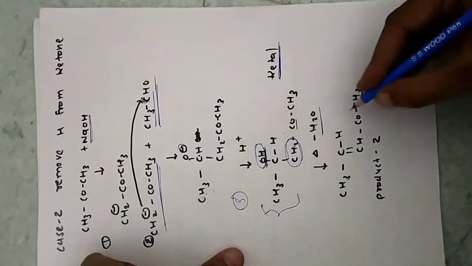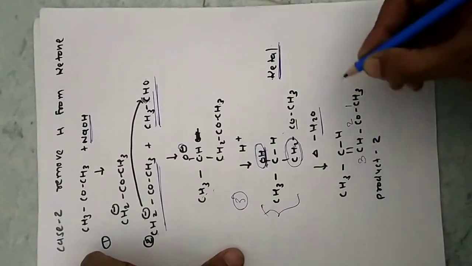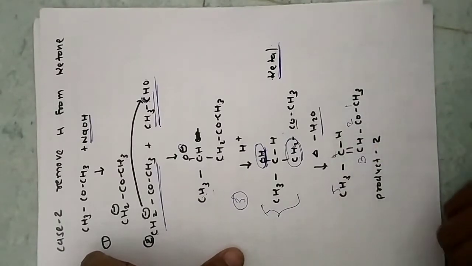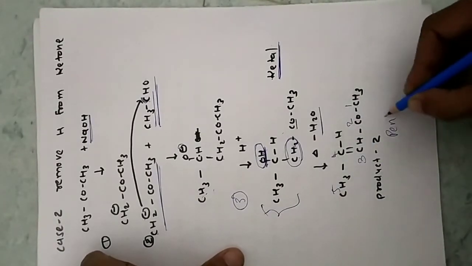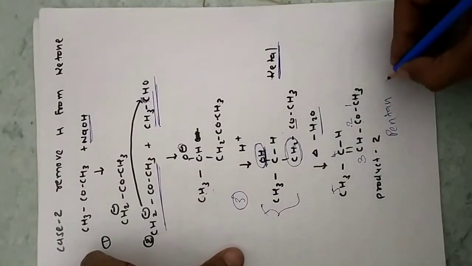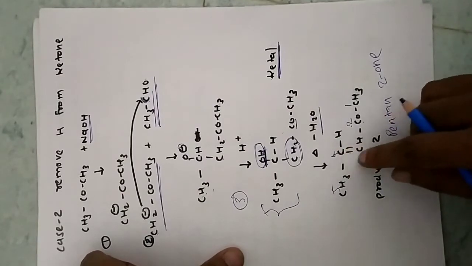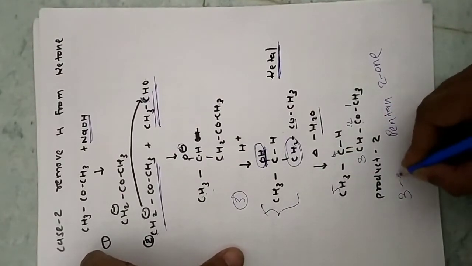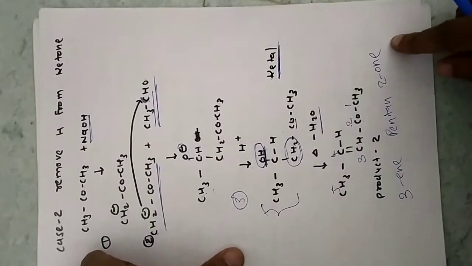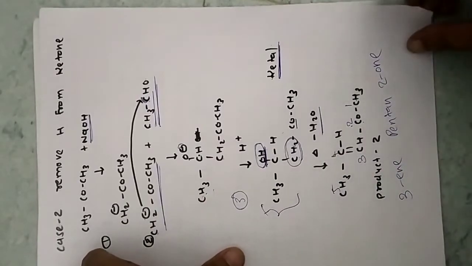Now what is the IUPAC name of this compound? 1, 2, 3, 4 and 5 carbons. Total 5 carbons are in chain. So pentane. On second number carbon we have ketone, 2-one, on third number carbon we have double bond, 3-ene. Okay, so this one is our second product, 3-en-pentane, 2-one.